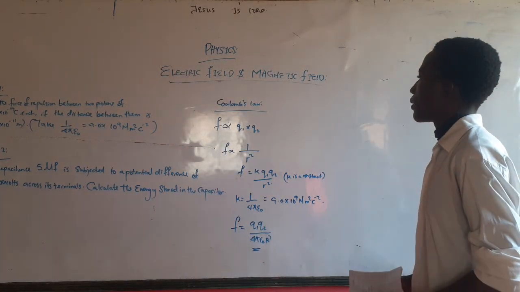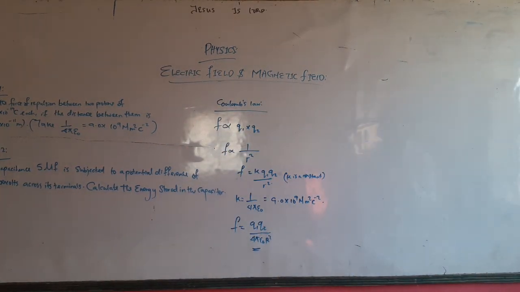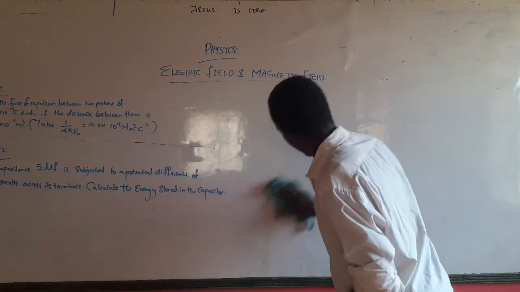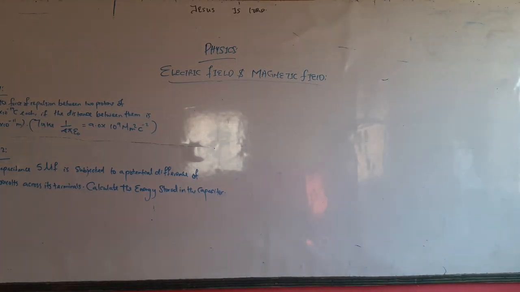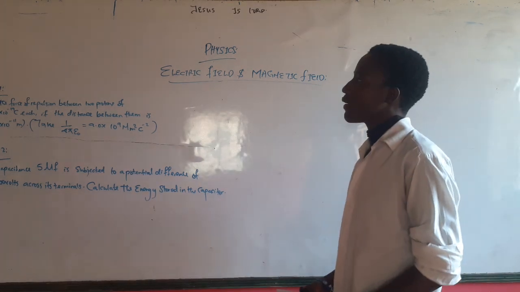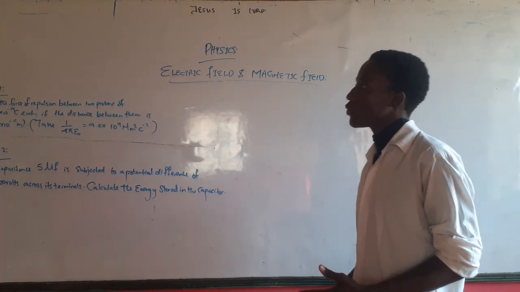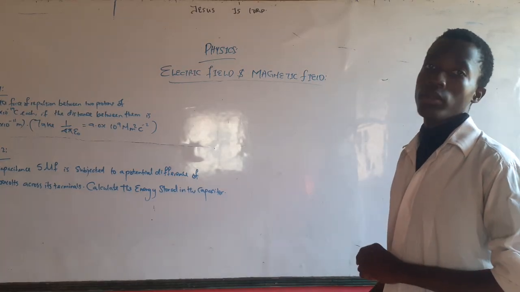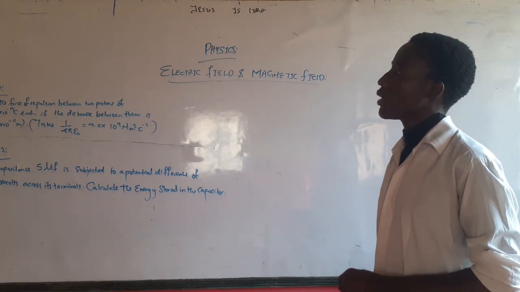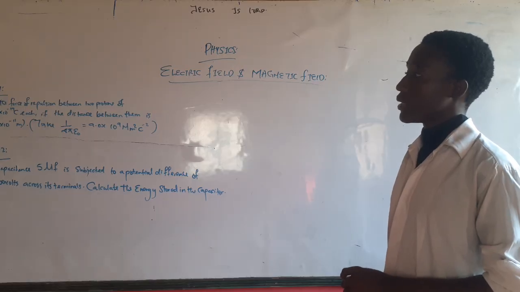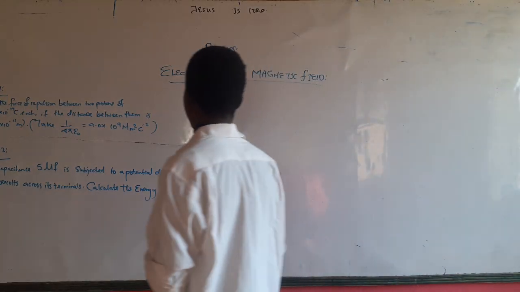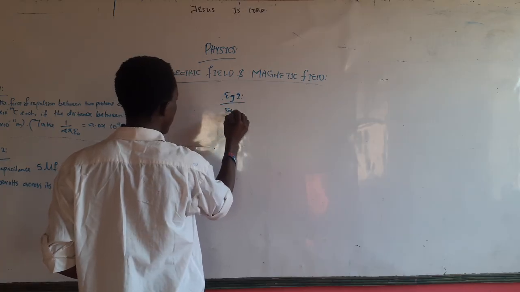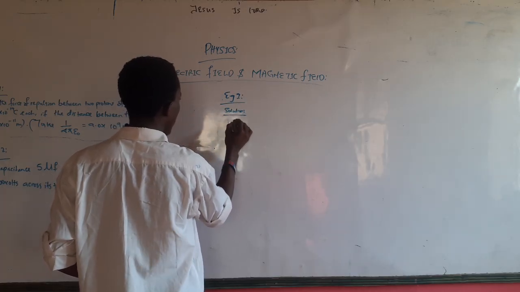Let me clean this to have space to solve effectively. Now, find the force of repulsion between two protons of 1.6 times 10 to the power -19 coulomb each, if the distance between them is given. Find the force here. Let's call it example 1. Solution.